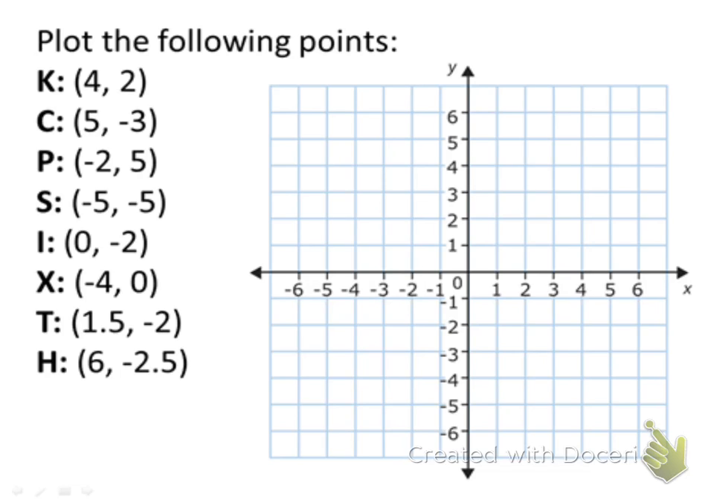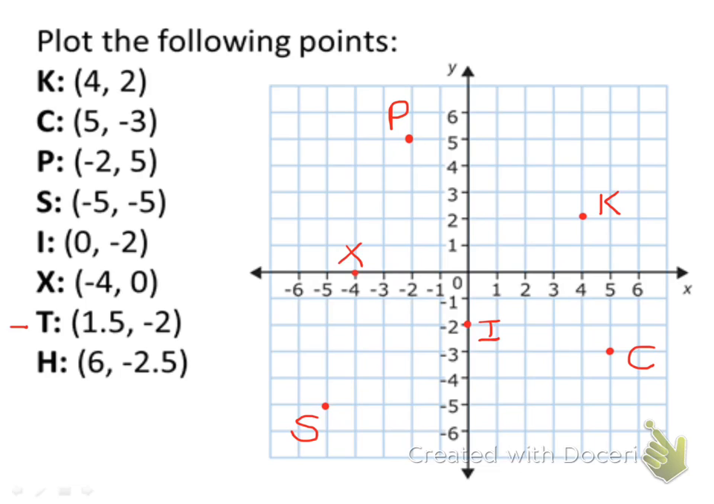Now we have some examples, and you're going to do most of these on your own. K, C, P, you guys should be able to do on your own. And S, I you should do on your own, and X you can do on your own, but we're going to do T and H together. So right now, pause the video, try and plot K through X on your own. All right, take a little bit of time to look at the correct answers for your points here and make sure you got them correct. If you have any questions, feel free to double check your work and then ask me. I'm here to help you.